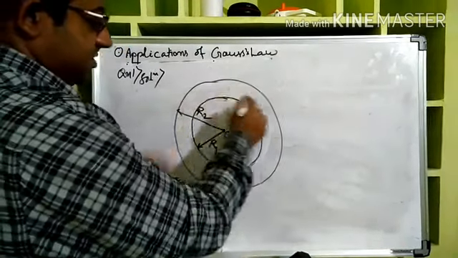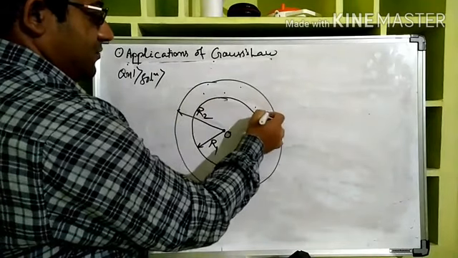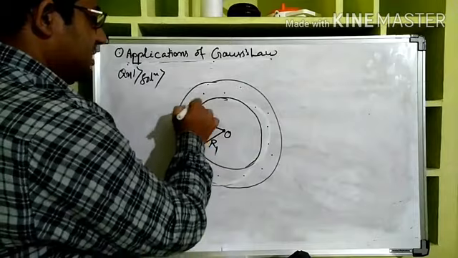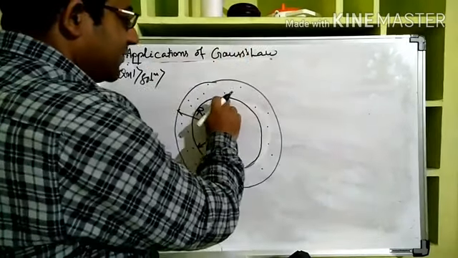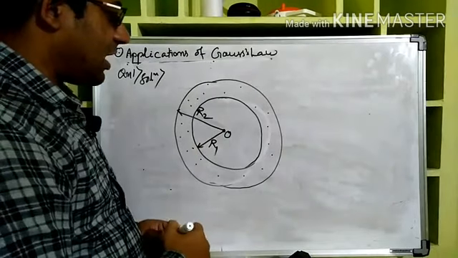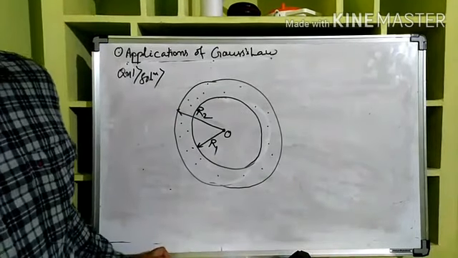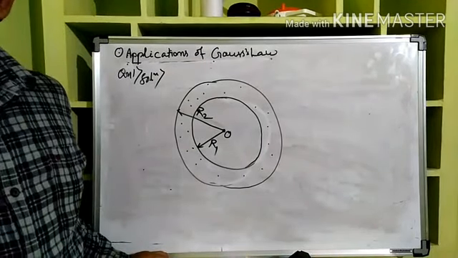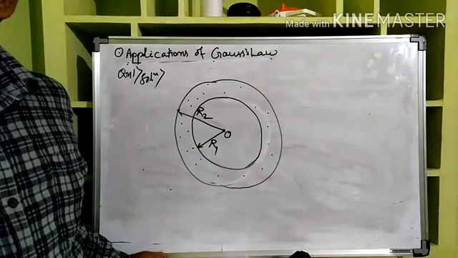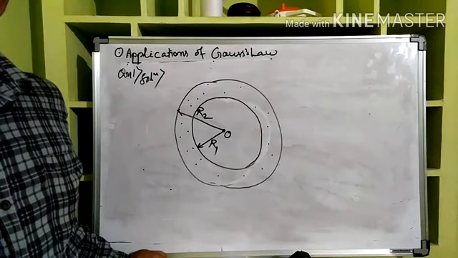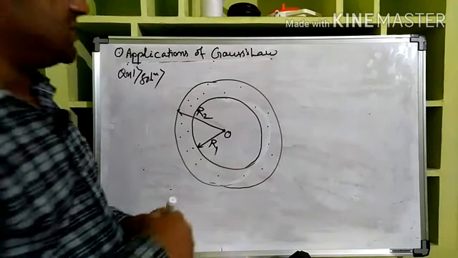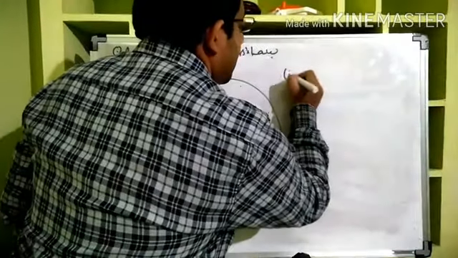Let us say this is the sphere, which is solid. It's not completely solid, but some thickness is there. It has an inner radius equal to R1 and an outer radius equal to R2. A charge plus Q is placed at the center of the shell. What will be the surface charge density on the inner surface and on the outer surface of the shell?